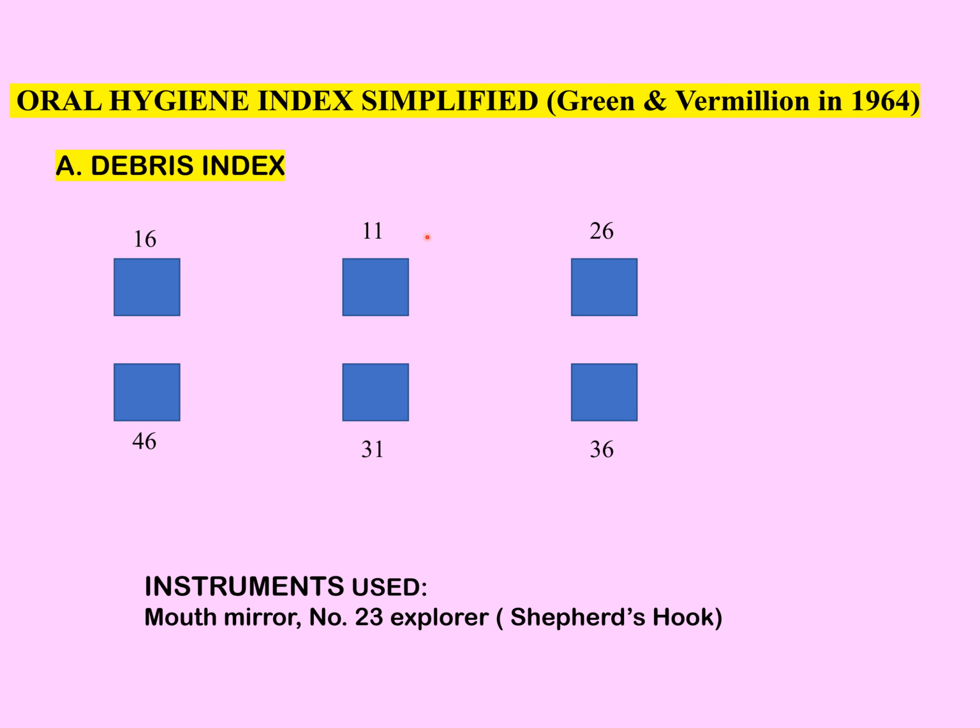Coming to the oral hygiene index simplified by Greene and Vermillion in 1964, in this, the index teeth are 16, 11, 26, 36, 31 and 46, and the instruments used are mouth mirror and number 23 explorer.